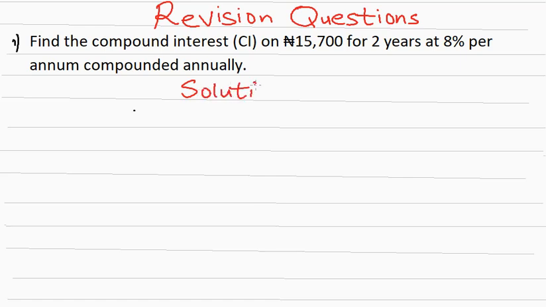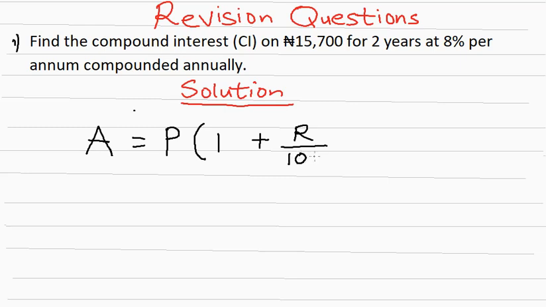The formula that is used to calculate the amount of a compound interest within a specified period of time is given by: amount of a compound interest is equal to the principal, then bracket open 1 plus the rate divided by 100, all raised to the power of n, where the n here is of course the duration or the time for that compound interest. First of all, we are not asked to calculate the amount for that duration, but rather we are asked to calculate the compound interest.